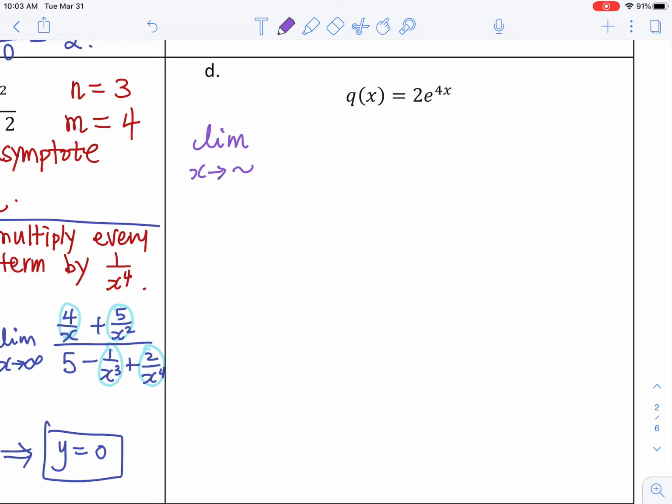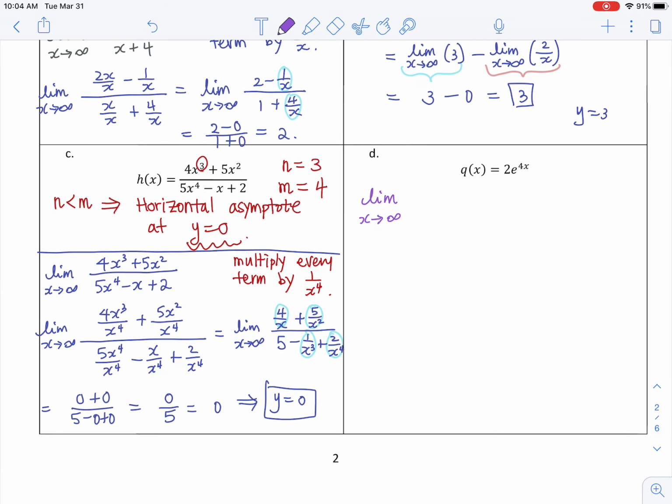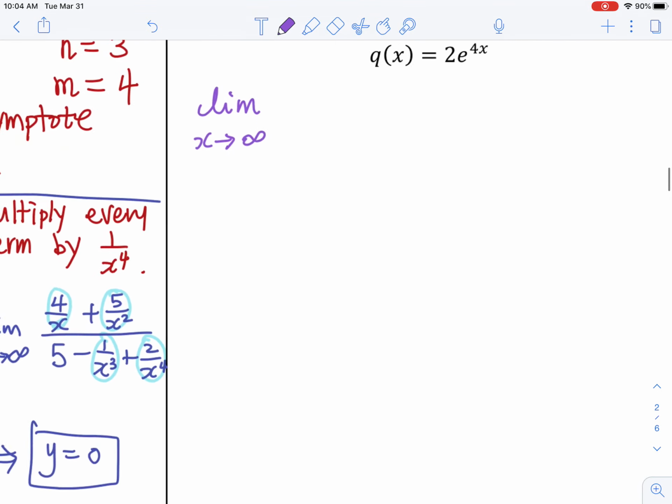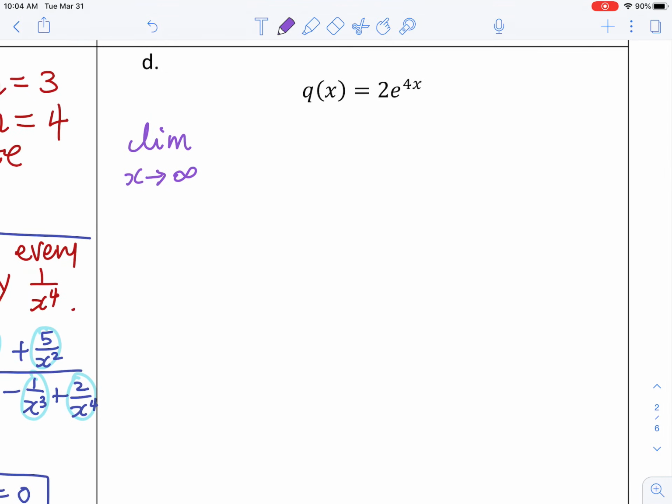So, limit as x approaches positive infinity of, no. I think it would be better for us to use negative infinity, but let's check both, because let me show you something. They said if either or both of the following statements are true. Either this is true or that is true. I'm going to do both of them in this case. All right, let's do positive infinity first, because I think we're going to get two different answers here.